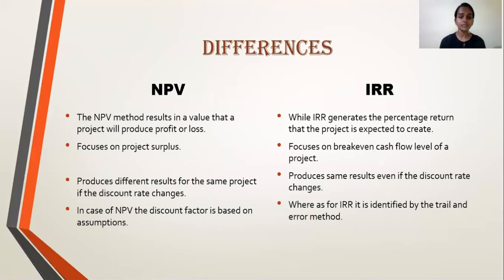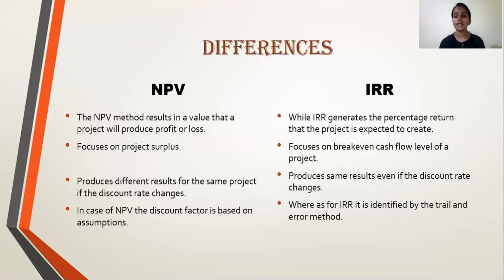Since we have gone through what is NPV and IRR, let's look into the differences between NPV and IRR. Here is the first difference. The NPV method results in a value showing that a project will produce profit or loss, while IRR generates the percentage return that the project is expected to create. As simple as that, NPV gives you, like we said before, the value. We identify how much profit we are going to make, or how much loss we are going to make. We have the exact amount given with the method of NPV.